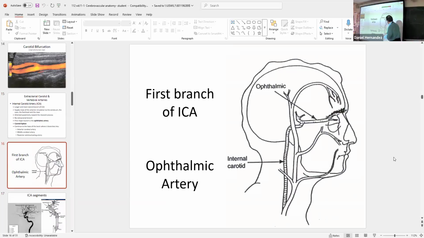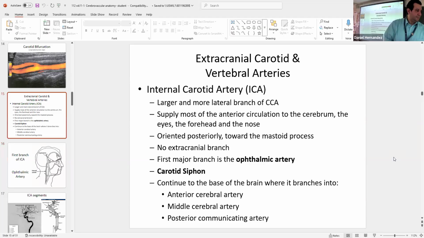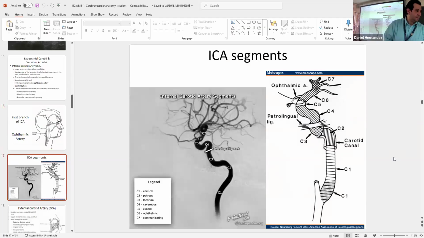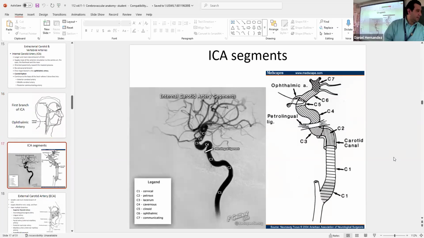So here we can see the ICA and PCA as it's coursing up the patient's neck, enters into the skull, into the brain, and then our first branch is that ophthalmic artery there. Don't worry about all the various C1, C2, C3 segments. You guys can scratch that.